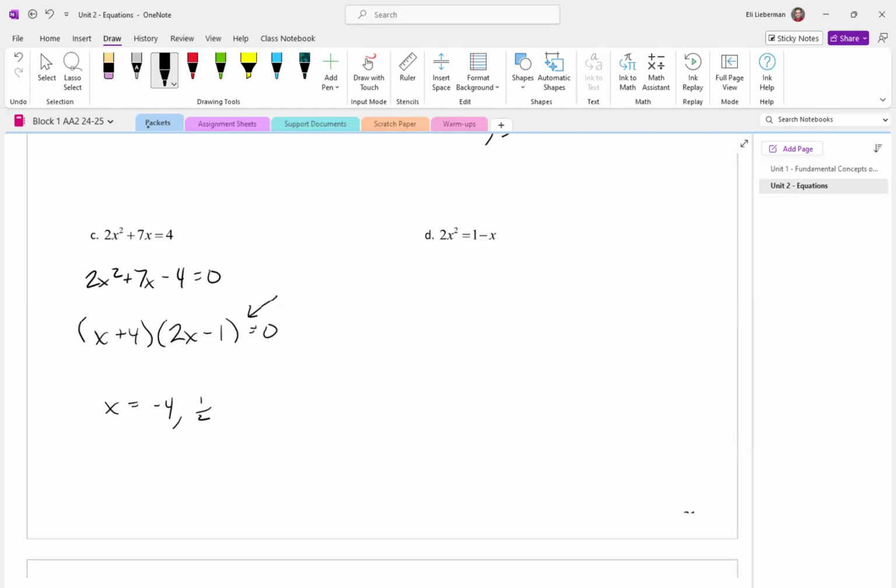From Jojo to Joanna. Did you already do D? Okay, can you help us out with this, please? Just factor it to x plus 1 times 2x minus 1. And then I got x equals -1 and 1/2.